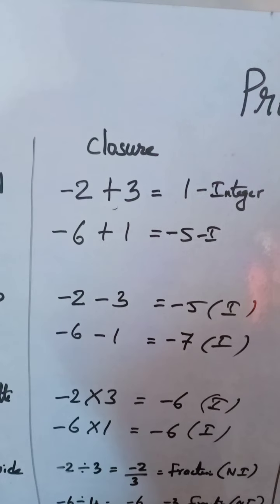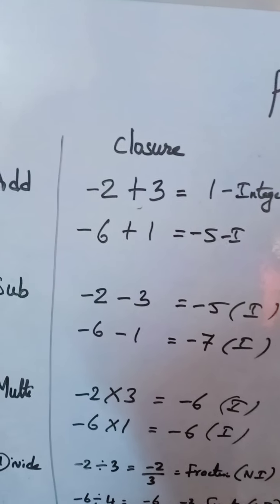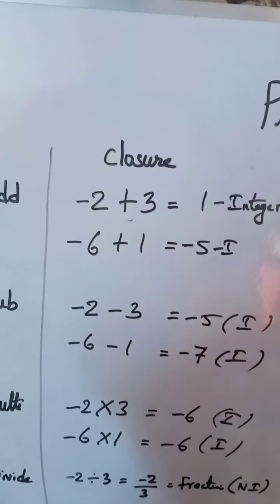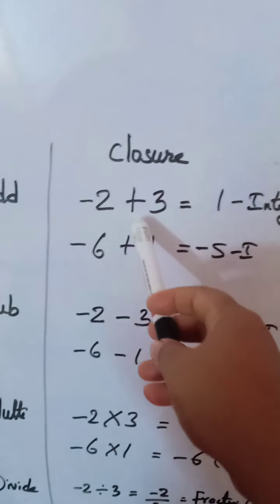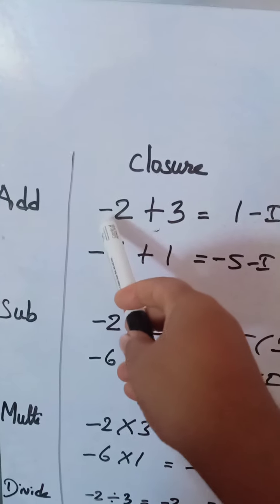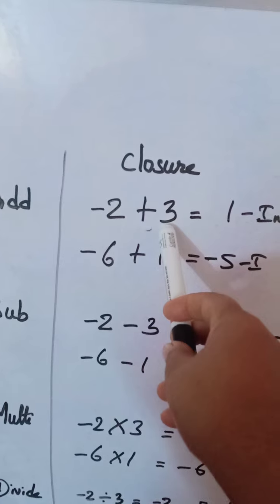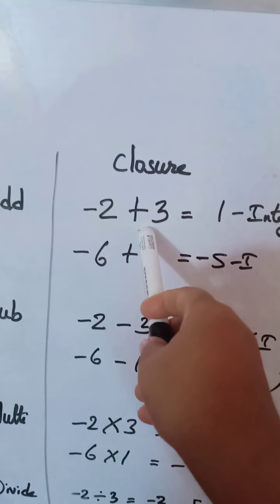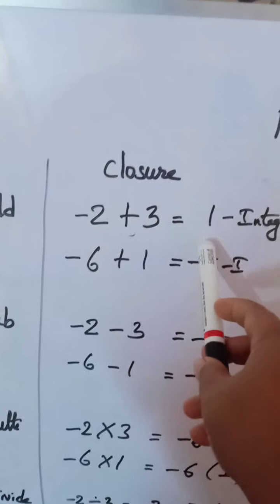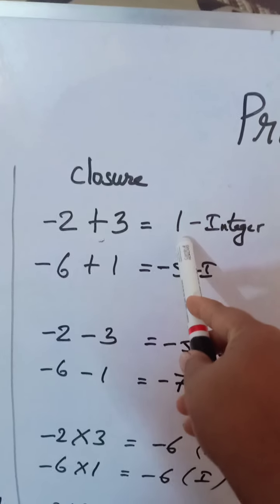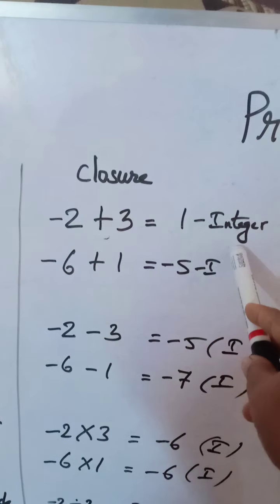This chapter is only about integers. So I have taken one negative number and one positive number. Let me add this negative number and positive number using the addition symbol, that is plus. So you got the answer as 1. 1 is a positive number, so it comes under integers.